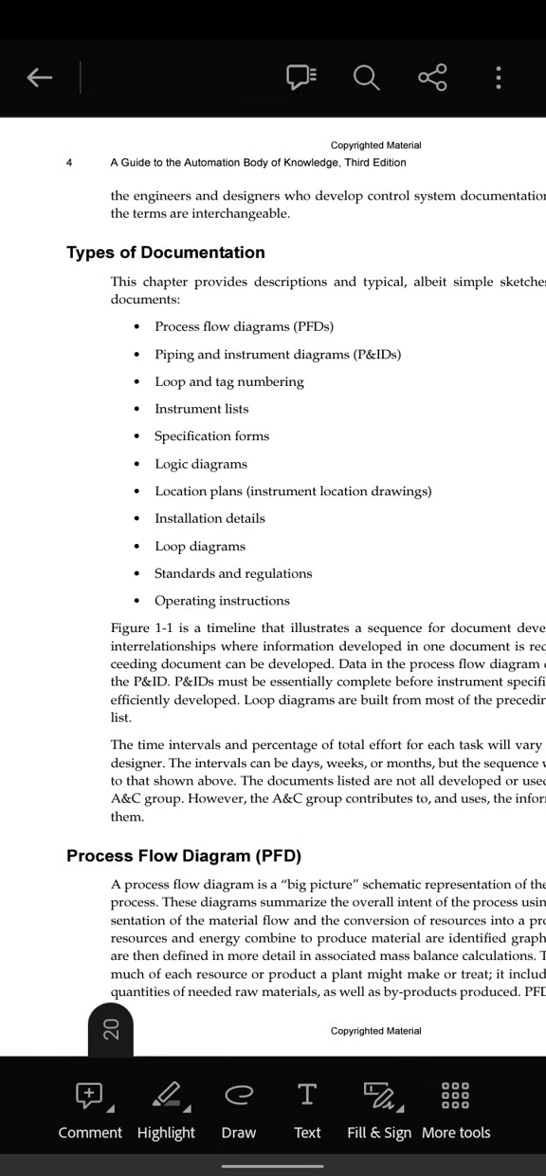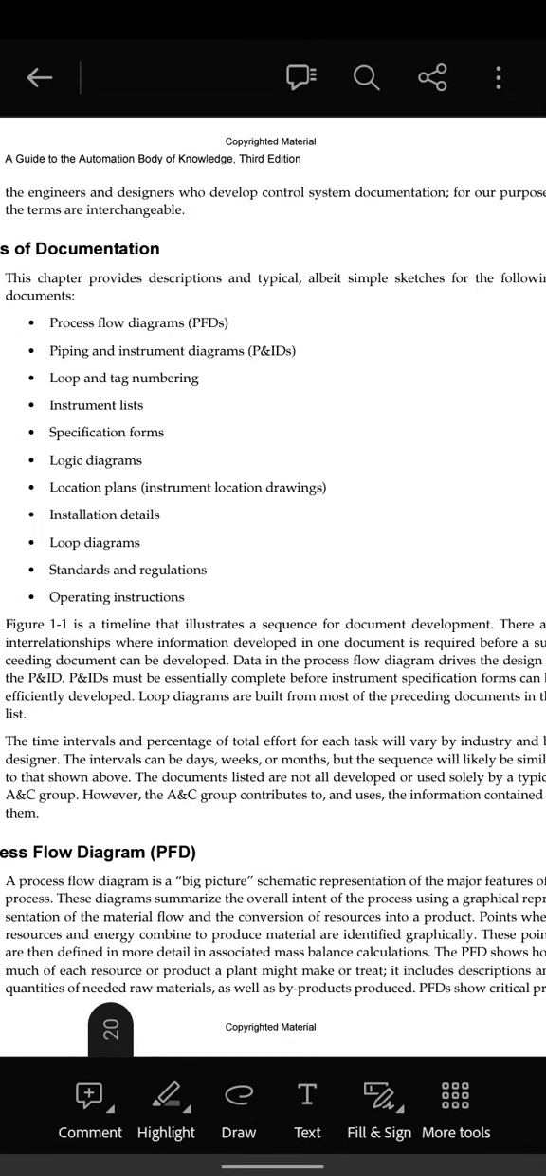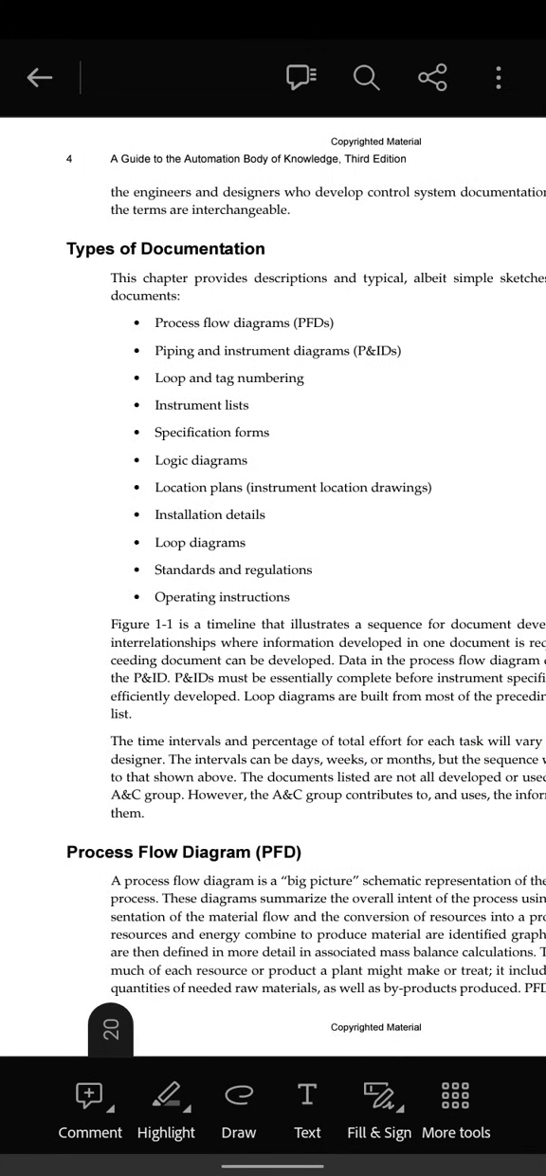Types of documentation. This chapter provides descriptions and typical, albeit simple, sketches for the following documents: process flow diagrams (PFDs), piping and instrument diagrams (P&IDs), loop and tag numbering, instrument lists, specification forms, logic diagrams, location plans, instrument location drawings, installation details, loop diagrams, standards and regulations, operating instructions.